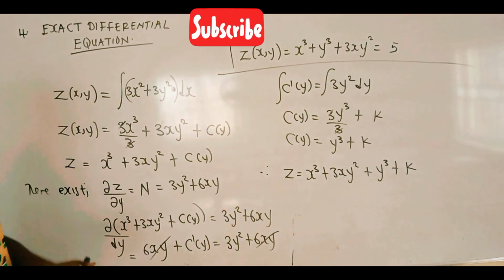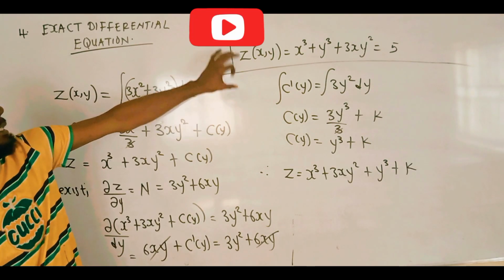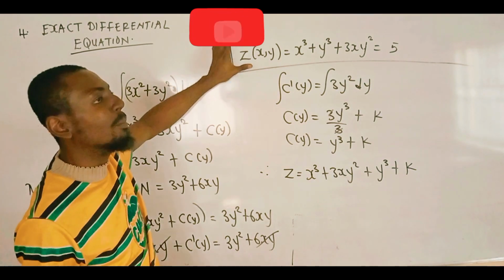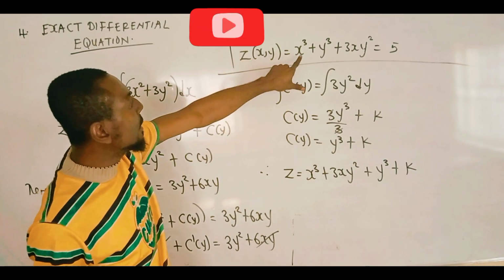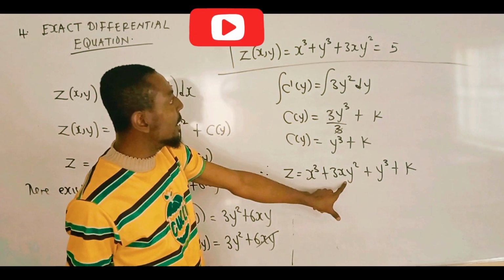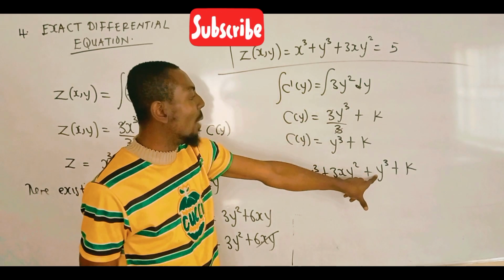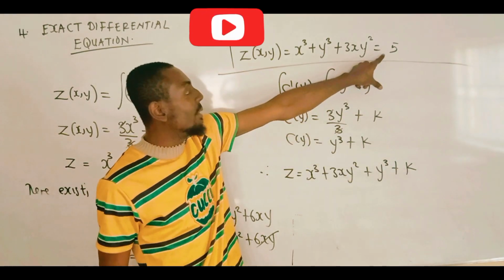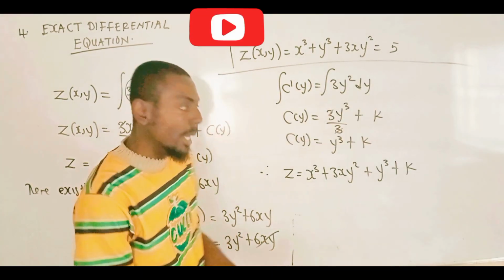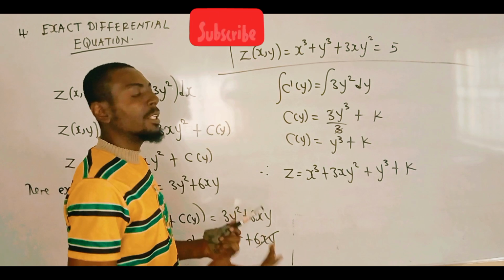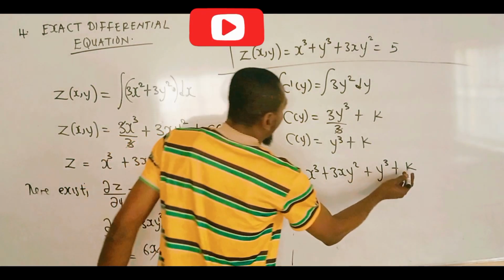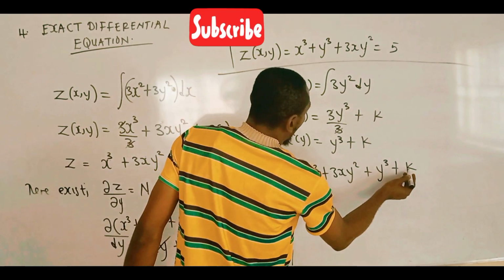Okay? Then if you look at our main function now, this is the given function from which we formed the exact equation. So you can see x cubed here, you can see x cubed here, you can see 3xy squared, you can see 3xy squared, you can see y cubed, you can see y cubed. Then what you don't know here is what? Everything is equal to z, which is some constant. But how do we make this constant appear now? Because if we have an initial condition, we can substitute to know what the constant is.